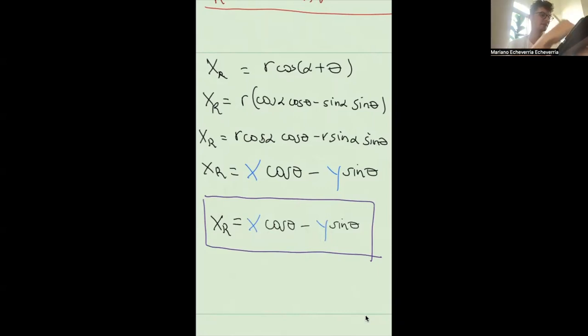In fact, it is correct, but it's more convenient to switch around the order. So I'll put cosine of theta x, and then sine of theta y. So it's the same as this one, I just changed the order in which these two factors appear. Is that making sense?